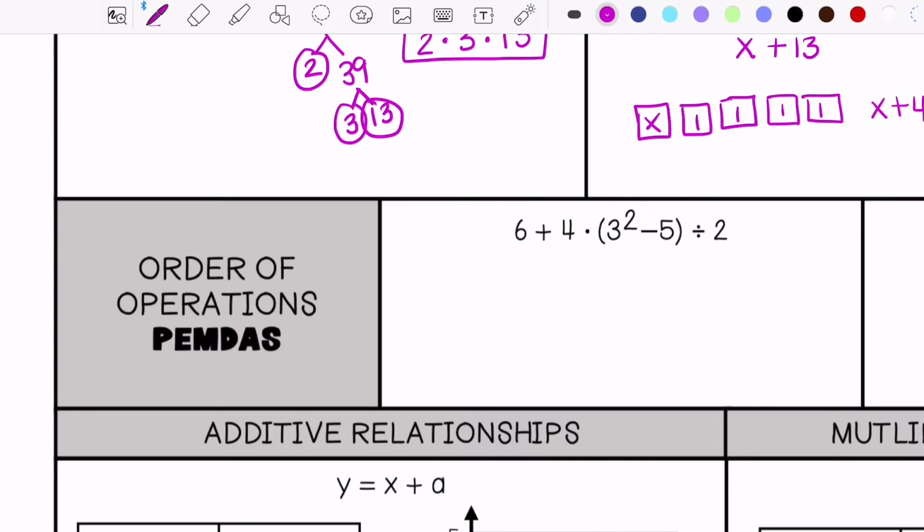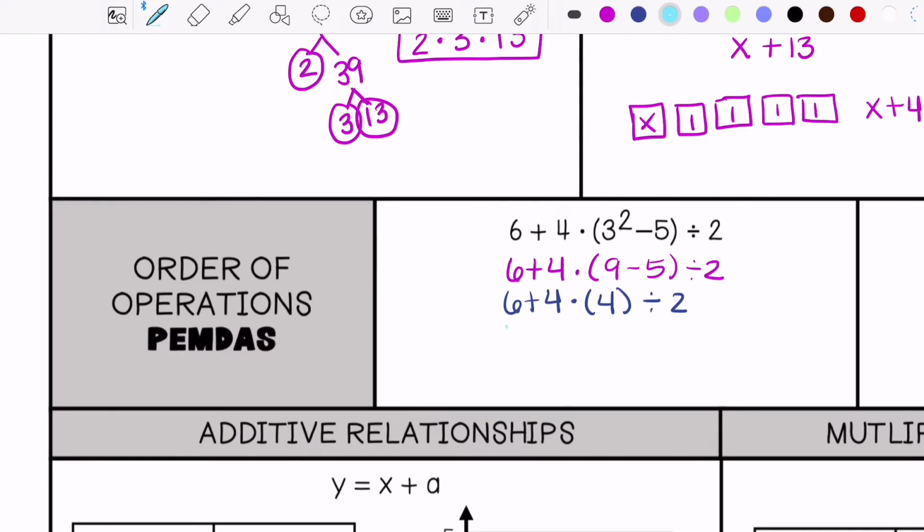So we are going to solve, we have parentheses. Inside the parentheses, we do have an exponent, so I'm going to rewrite this. 9 minus 5 divided by 2. Then I'm going to solve inside the parentheses. Then I'm going to do 4 times 4 next. Then 16 divided by 2. And then 6 plus 8 is 14.